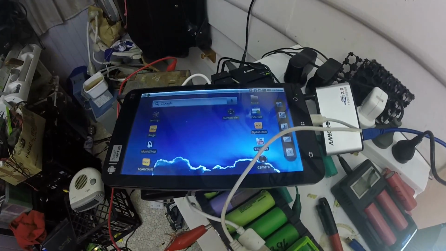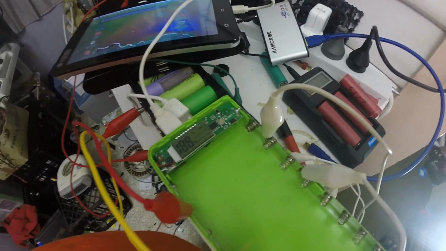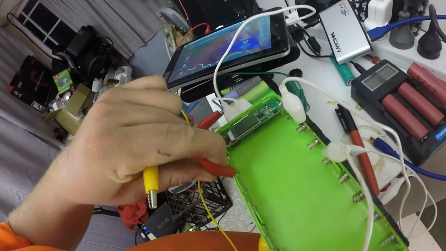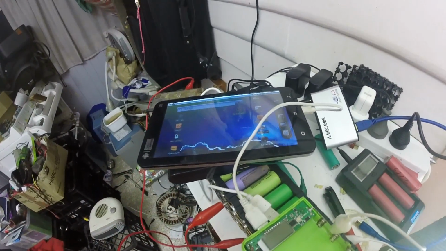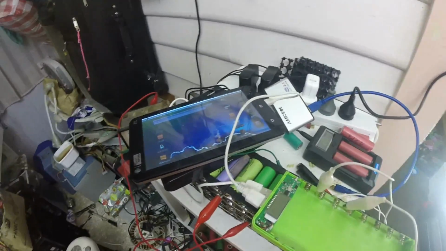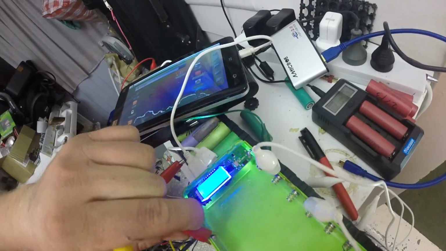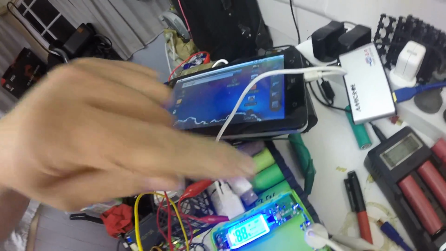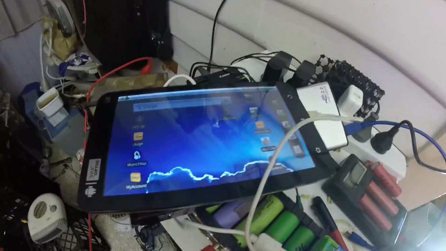I'll just let the tablet charge up instead. It's a potato of a tablet, but it's got like a 4 amp hour lithium battery in it, so it's good for looking at stuff on eBay and watching people that I watch on YouTube. Anyhow, that's that.